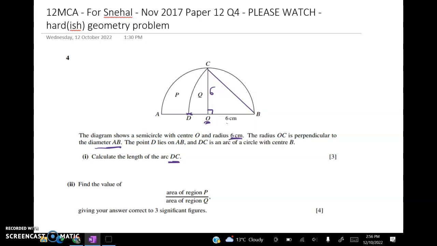So draw that in there, 6 and 6. So that means that this angle in here must be 45 degrees, or pi on 4. Now that's good. We're going to need that for s equals r theta in here.